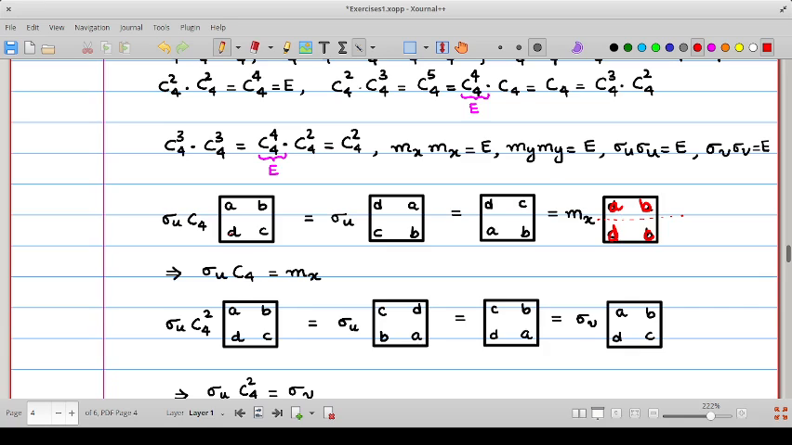So A goes to D and D goes to A. B goes to C and C goes to B. And that is exactly what this left hand side is. So we see that this is in fact equal to mx times A, B, C, D. And this state is the same as this state, and therefore we identify that sigma u C4 is equal to mx.